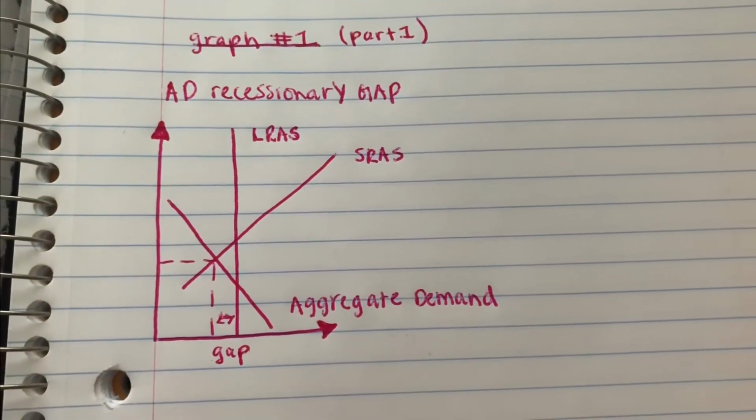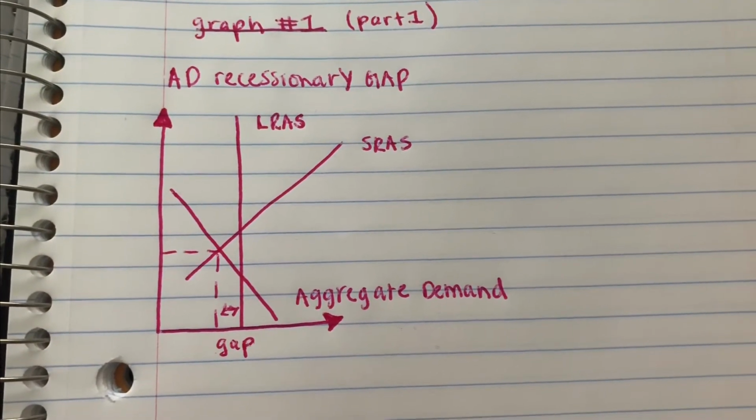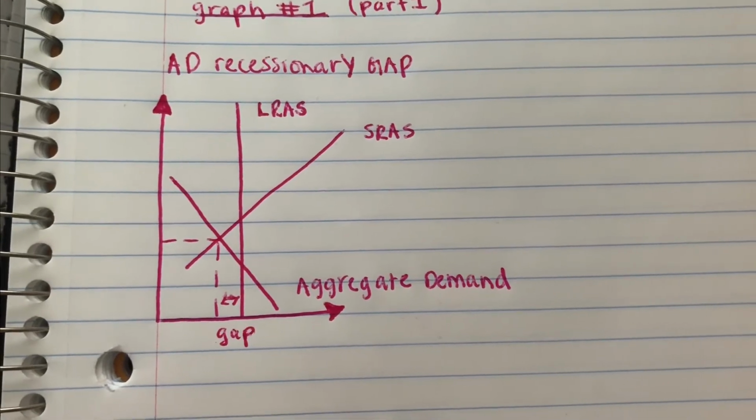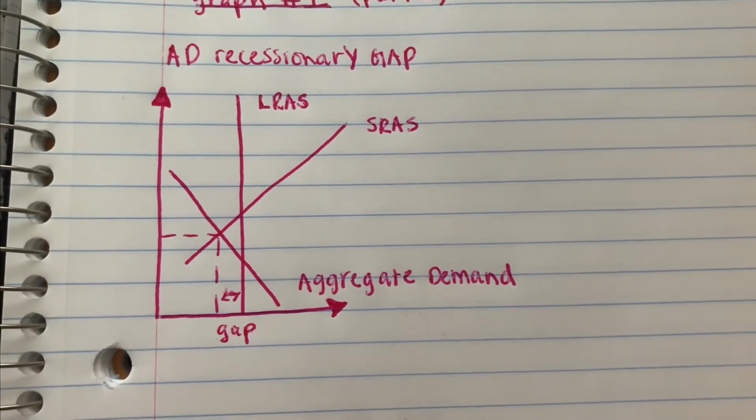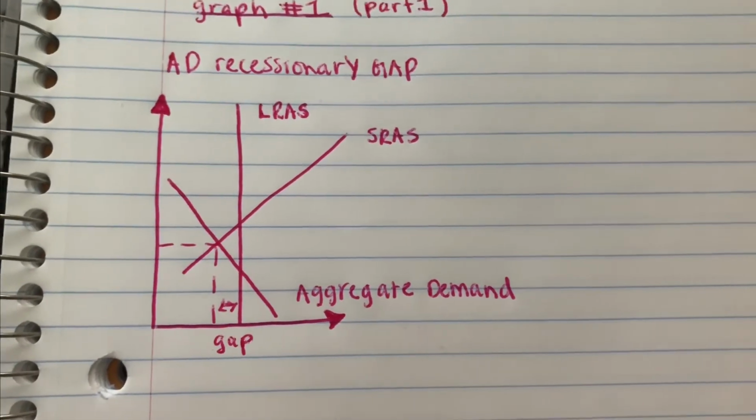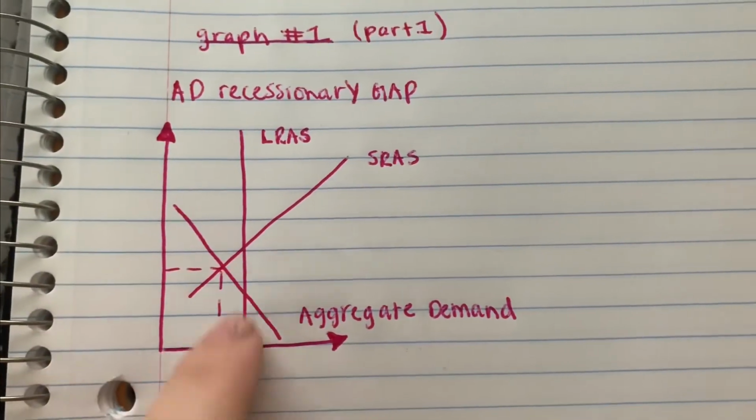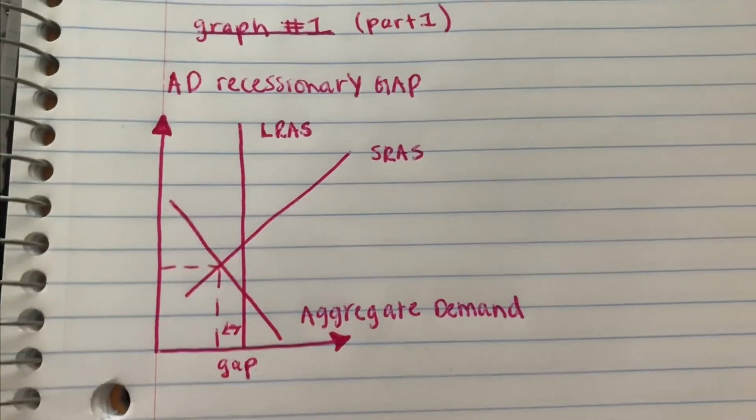Hi guys, this is my economic analysis of what I think the economy looks like today. Okay, so this is my first graph showing aggregate demand, and it shows that we're in a recession because the long run aggregate supply surpasses aggregate demand, creating this little gap right here, which indicates a recession.